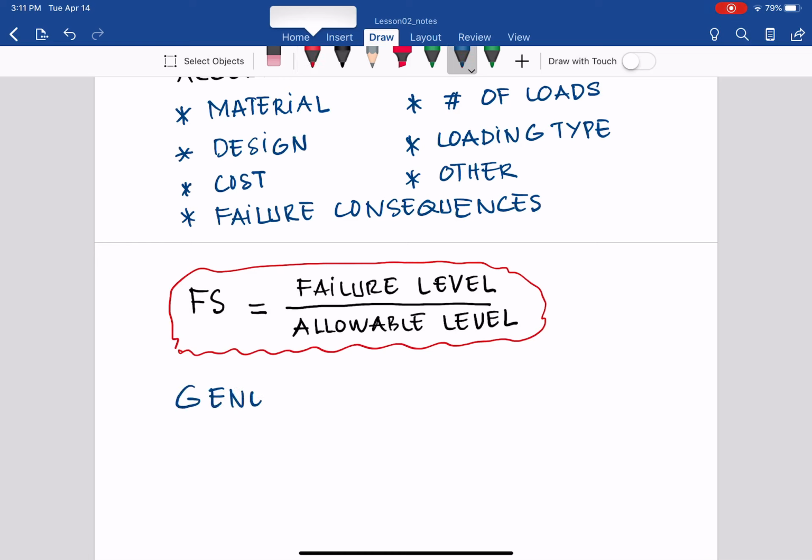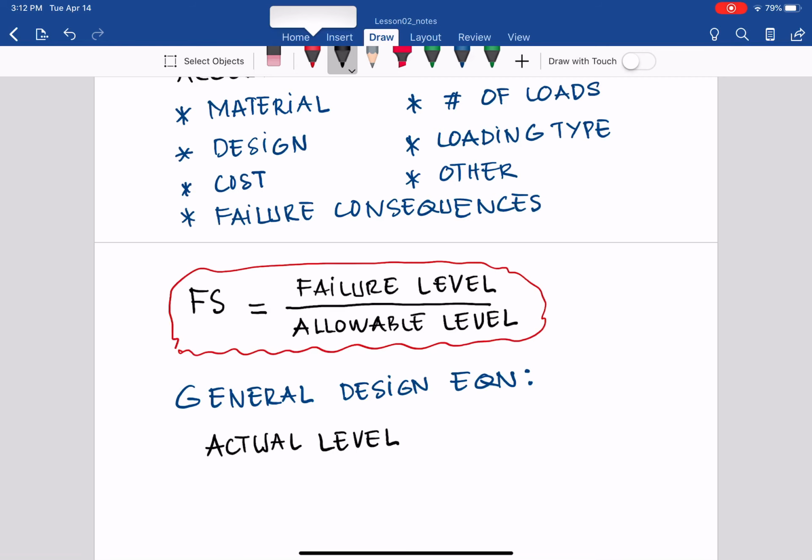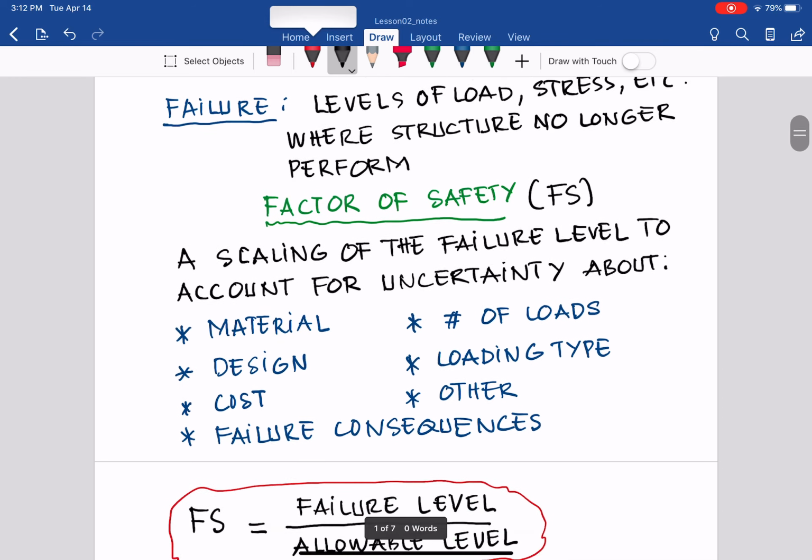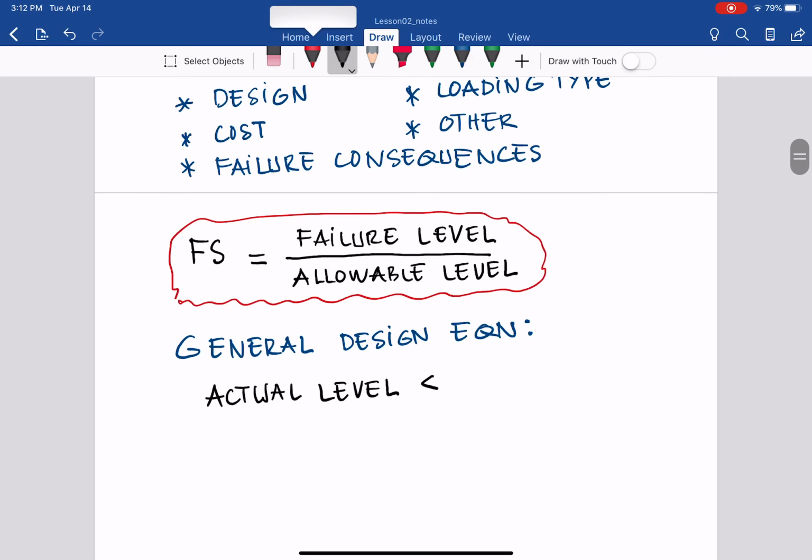General design equation. And that applies for our design class, we have it in here. So the equation in this case is going to be the actual level. What is the actual level? We just mentioned earlier in the terminology. So basically the current existing level of load, stress, etc. And this has to be less than or equal to the allowable level. The actual level has to be less than or equal to the allowable level. If it exceeds, the structure may be in jeopardy.